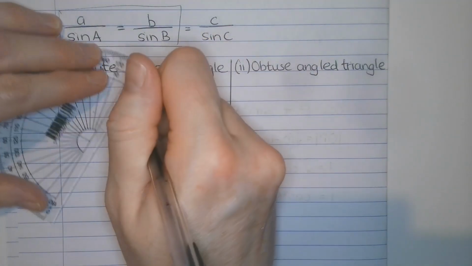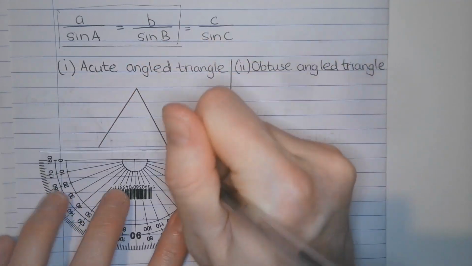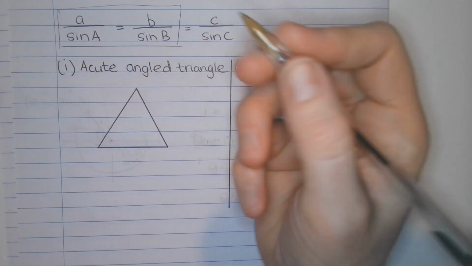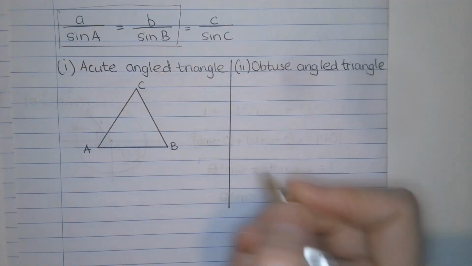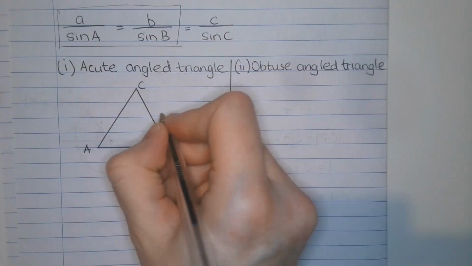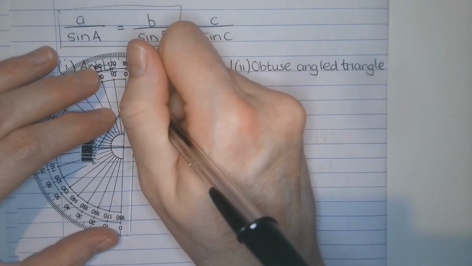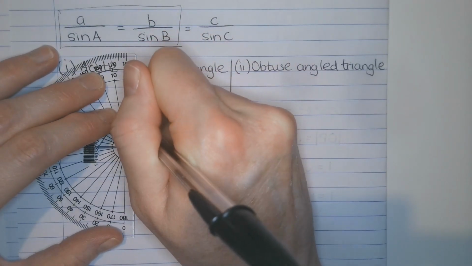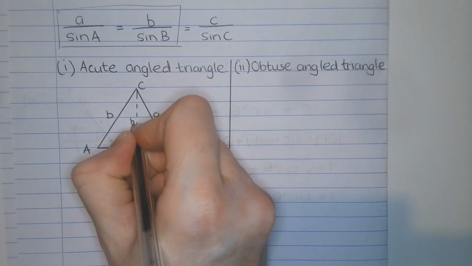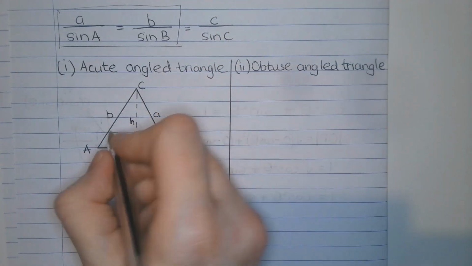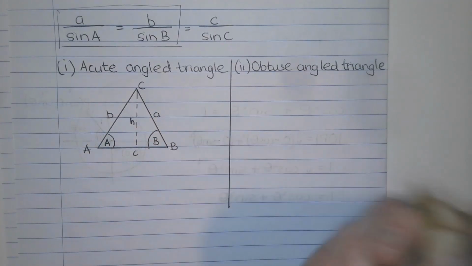So first of all, drawing out our acute angle triangle. We draw a triangle something like this. We can label it with our A, B, and C, therefore our sides a, b, and c. And we're going to draw a line perpendicular to the base, and we're going to call that h in length. We have our angle A, and we have our angle B.